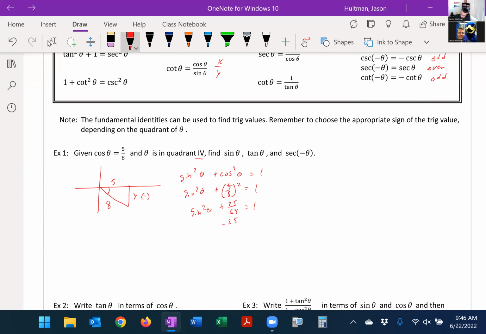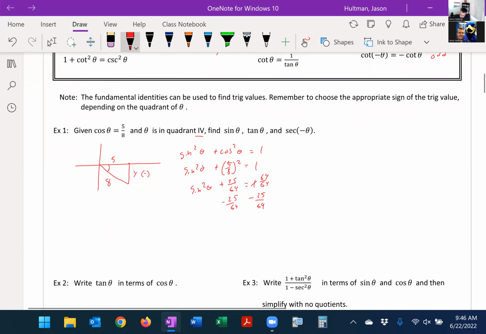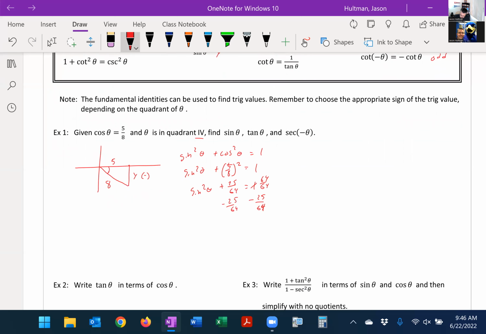Now I'm going to subtract 25 over 64 from both sides. And this 1, I can make it 64 over 64. And 64 minus 25 is 39. So the sine squared of theta is equal to 39 over 64. Now I take the square root of both sides.